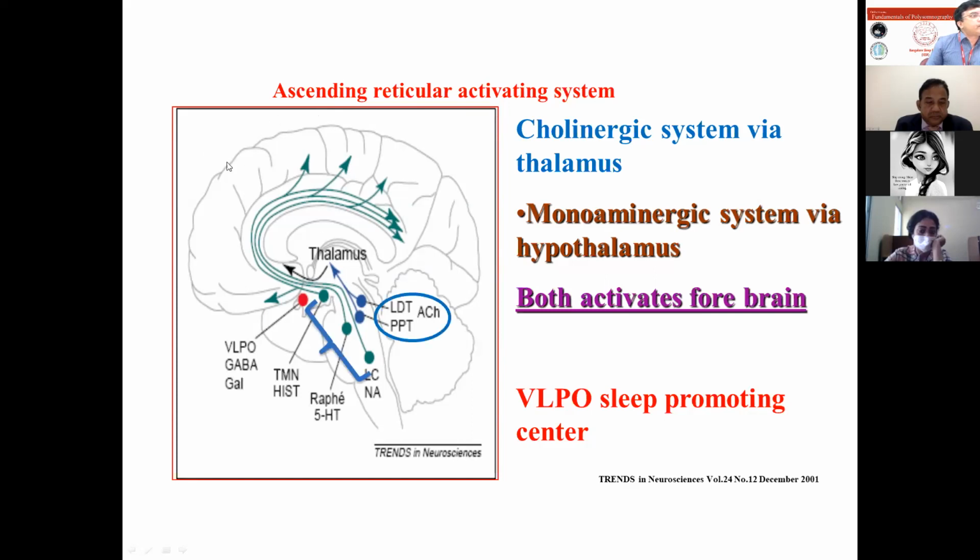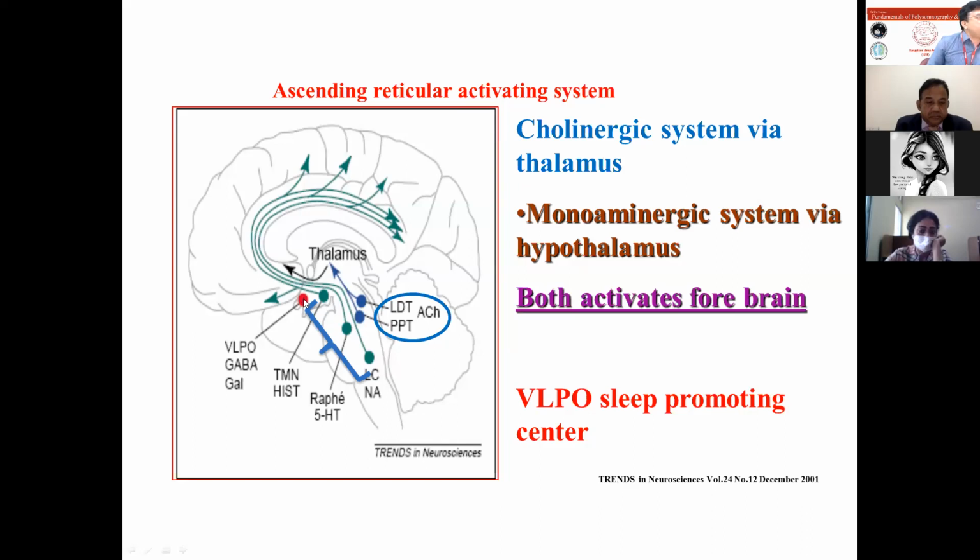The cholinergic system activates the cortical areas via the thalamus, and the monoaminergic system activates the cortical areas via the hypothalamus. Both of them activate the forebrain, and it helps in the maintenance of wakefulness. I'll take these wake promoting neurons in detail in the next session, but to understand the activity of the sleep substrate, we need to have a basic understanding of this.